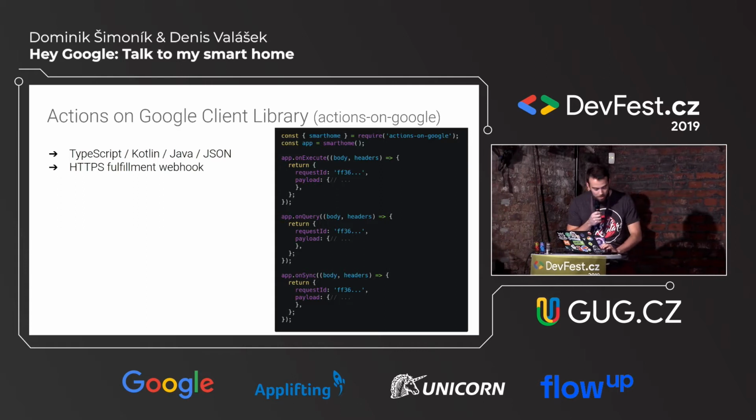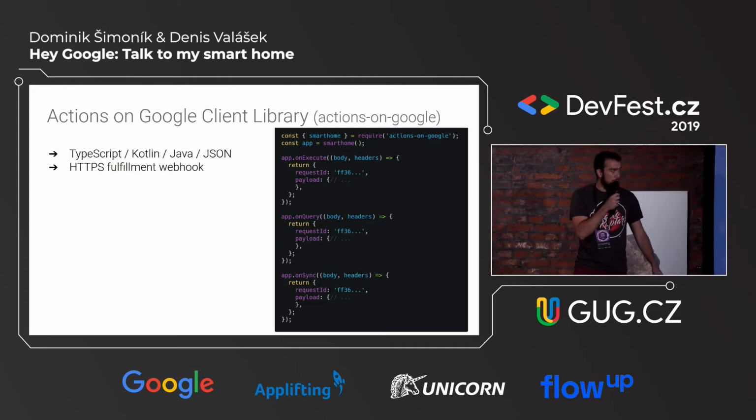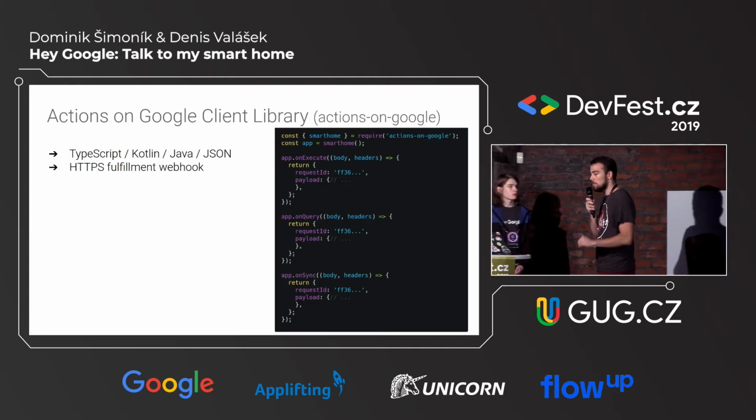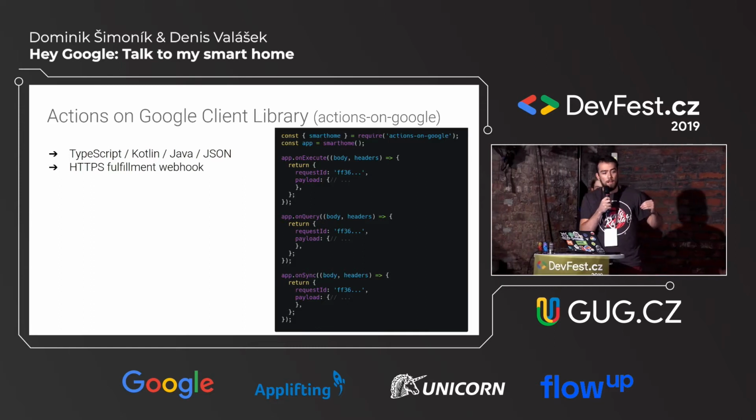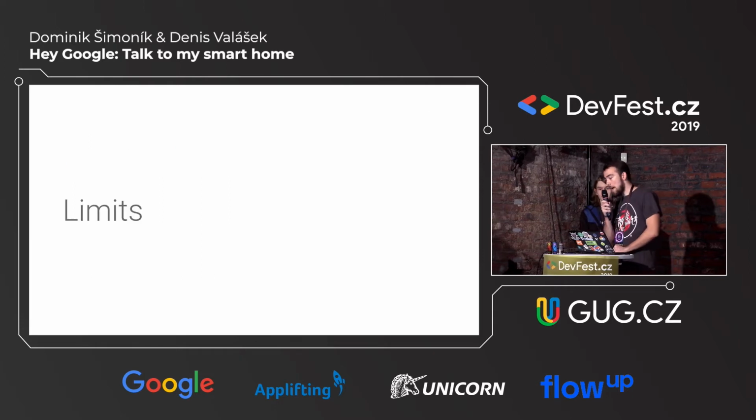There's a small presentation of how the simple code of the Actions on Google webhook looks. You're just exporting the app, and that's one endpoint for all the intents that you're getting from the action. And now we are switching back.